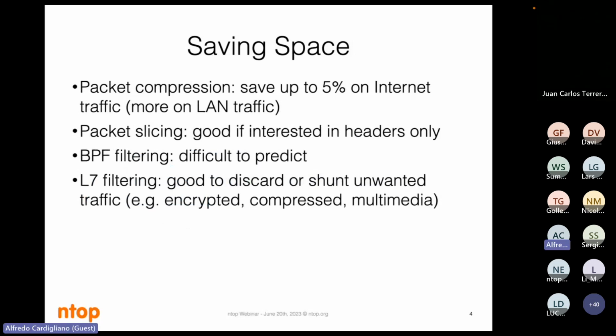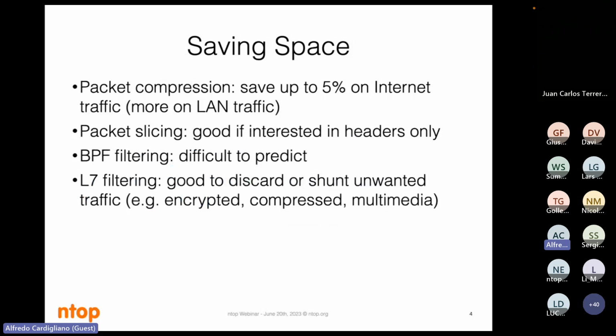So during the evolution of our n2disk, which is our traffic recorder, we added more and more features to be able to let you save space and increase this data retention. For instance, we introduced the packet compression to compress the data on disk, and we have seen that this can save a lot on specific traffic like high frequency trading traffic, for instance, or LAN traffic. But on internet traffic, it doesn't compress much.